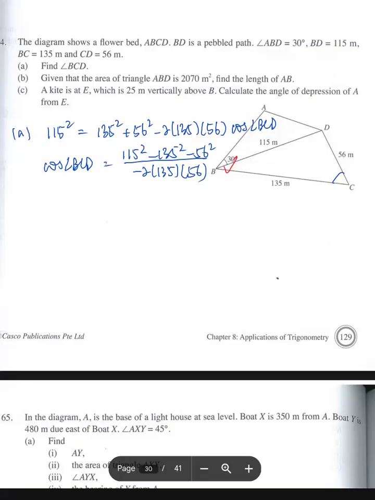Okay, but IG is like that. If you get your answer correctly and you have some form of working, you still get full marks. You can skip steps. Okay, so I'm just telling you, if you write this, you get marks if your answer is wrong. Okay, but you shouldn't get your answers wrong. Okay, so let me key this in my calculator. Divide -2 times 135 times 56 cosine inverse. So angle BCD is 57.4.